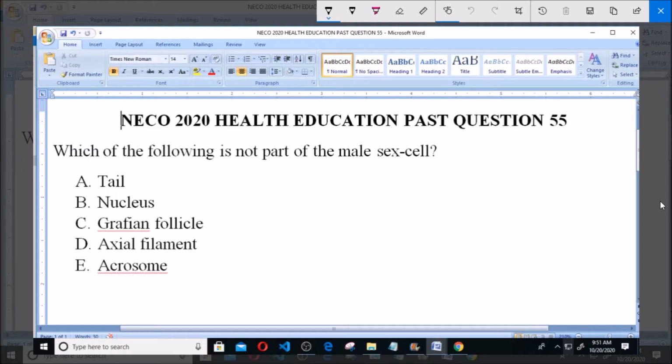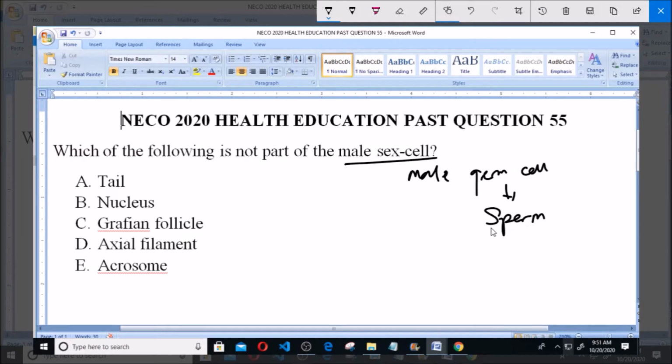I'll be answering NECO 2020 Health Education Past Question 55. Which of the following is not part of the male sex cell? Now, when you hear the word male sex cell, it simply refers to the male germ cell. Germ cell is also referred to as the sex cell. Now, the male sex cell or the male germ cell is the sperm.